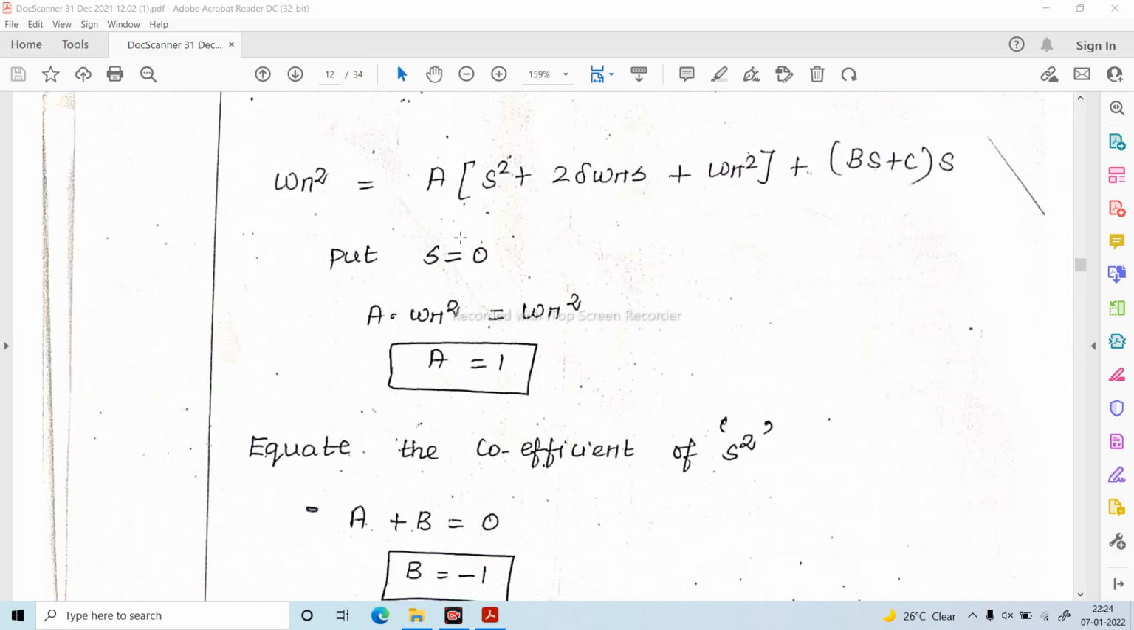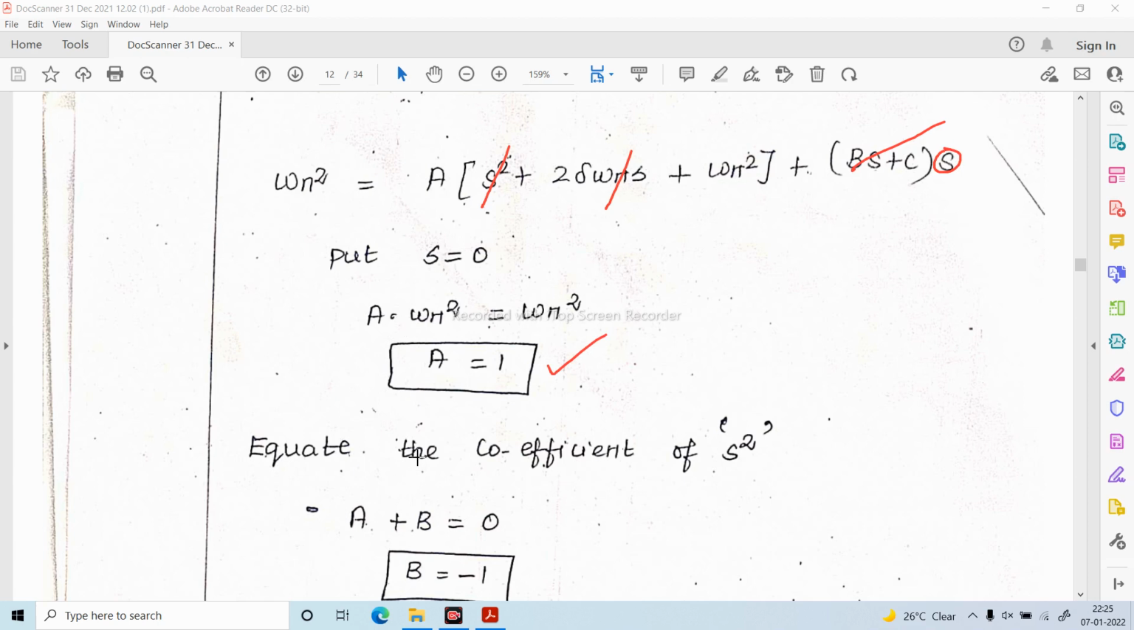Now I am going to put s is equal to 0. So with s equal to 0, I can easily find out the value of A, because A only has the constant term. So the remaining terms get cancelled, and A into omega n square equal to omega n square, so A is equal to 1.